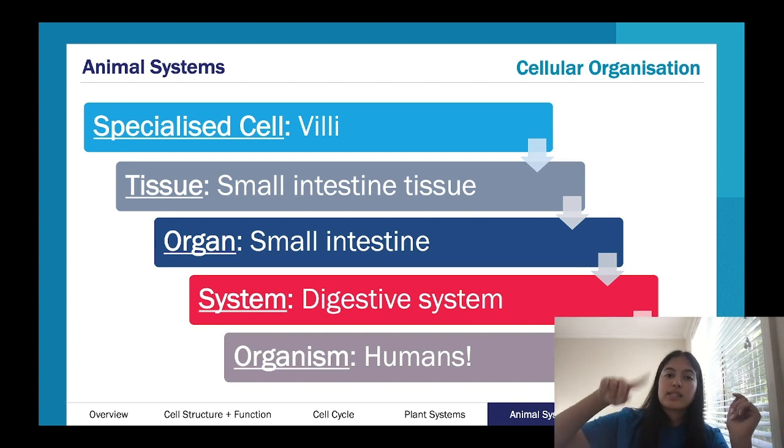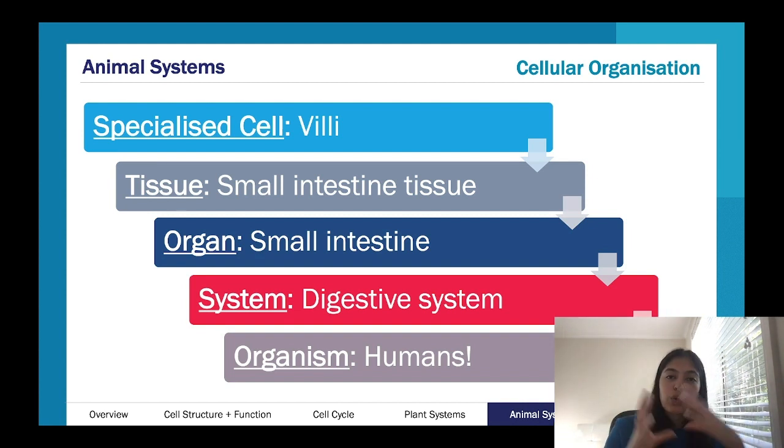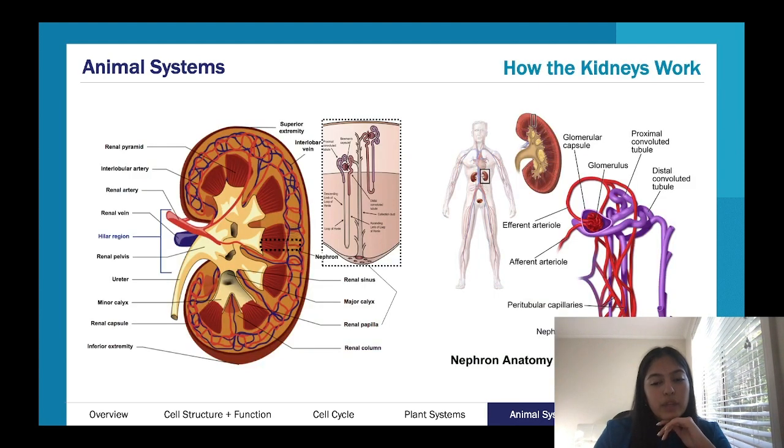It's like these little extensions in your small intestine, and they absorb nutrients and things like that from food. Super, super important. So all of them together create the tissue, and that creates your small intestine, which is just one organ in your digestive system, leading to humans as well. So you can see again this step-by-step kind of organization.